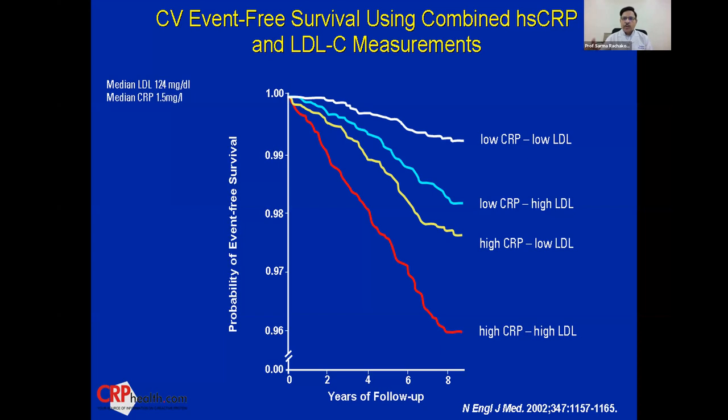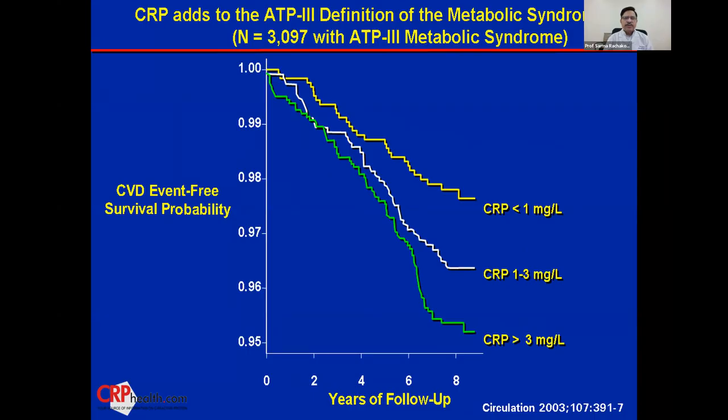In between the two, we have low LDL, high CRP faring worse than high LDL and low CRP, which means that HSCRP is a higher risk than even LDL. So now you see the CRP event-free survival probability. If CRP is less than 1, event-free probability for 8 years is around 97%, 98%; people live without any problem. Whereas, only 95% are living with CRP of more than 3. That means the 5-year survival also is affected by higher CRP.